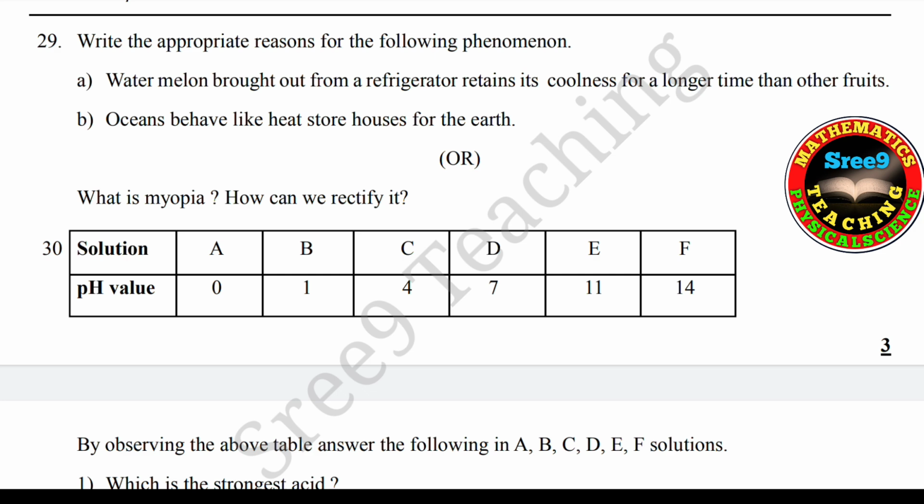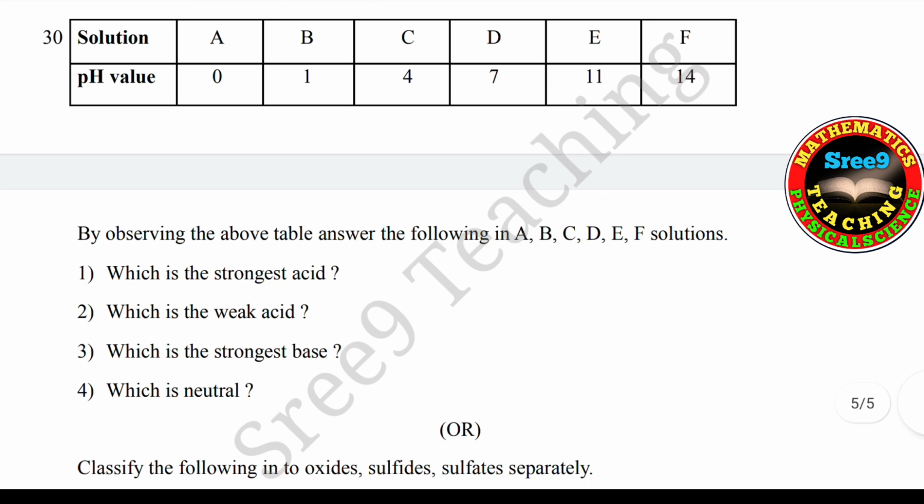Now, what is myopia? How can we rectify it? For this also I gave the answer. You can see it in the description. Here itself I will explain the answers for the next one. See the questions. Which is the strongest acid? The strongest acid is the one whose pH value is very low. Remember, for a solution, if the pH is very low, it is the strongest acid.